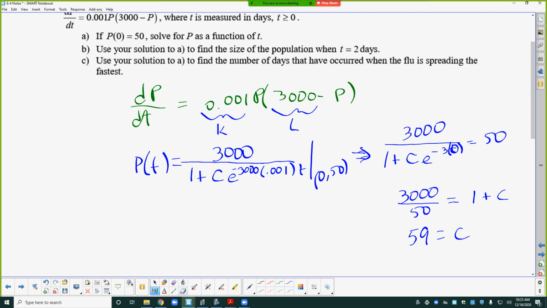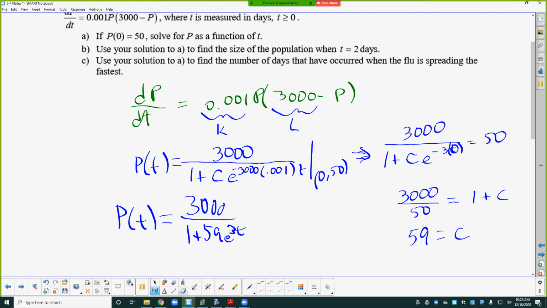So now I know what P of t is equal to. Oops. I'm not going to put C there, I'll put the actual value of C. What's the size of the population when t equals 2? Find P of 2.